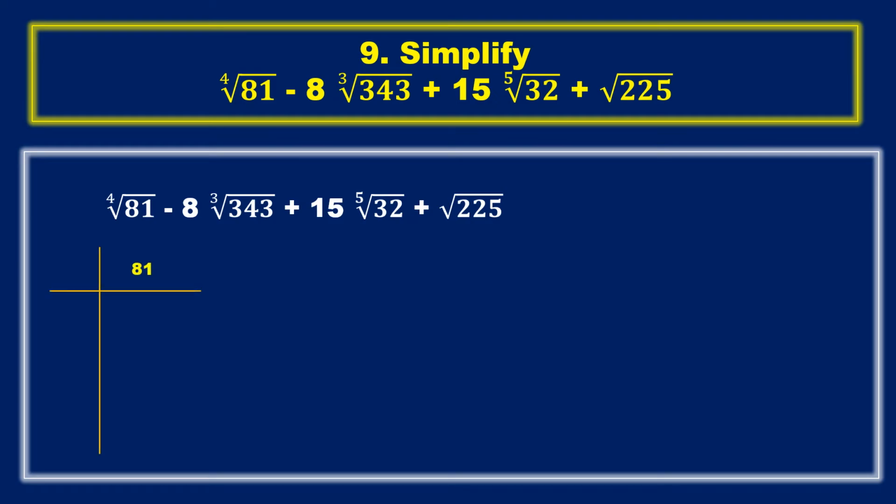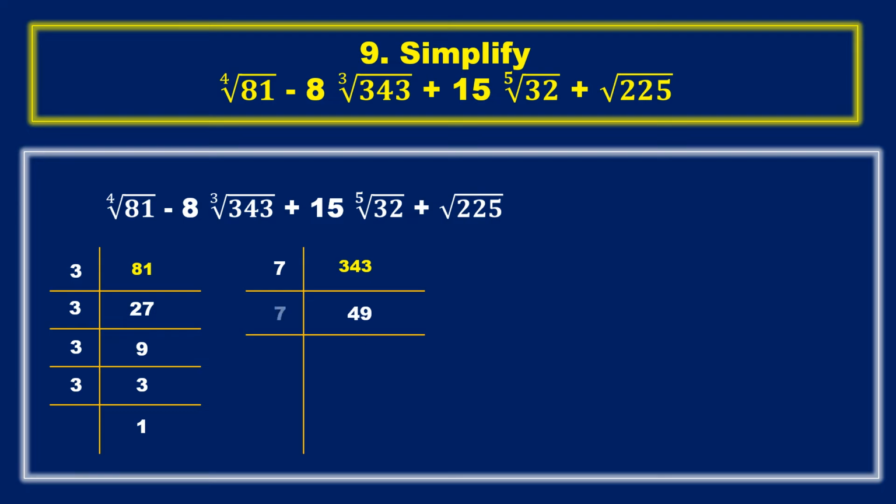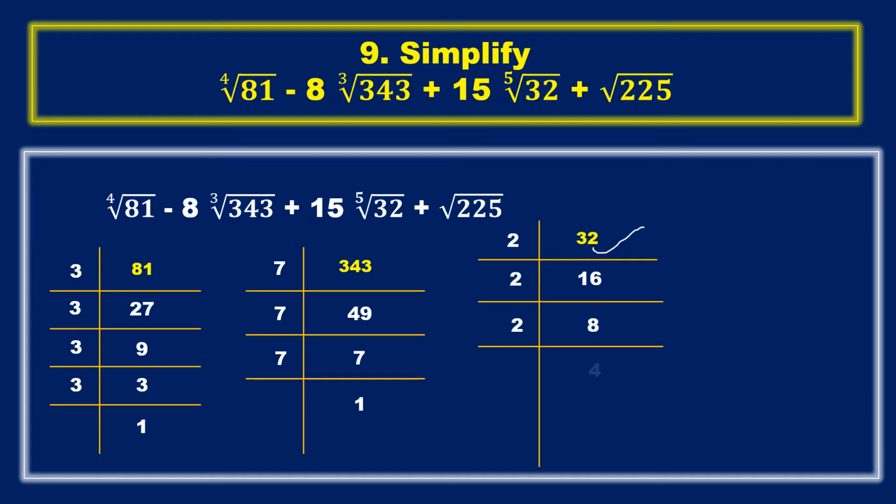So 81 is divisible by 3: 3 27s, 3 9s, 3 3s and 3 1s. You should continue the prime factorization until you get 1, and you should start from the least prime number. Next, 343 is divisible by 7: 7 49s, 7 7s, and 7 1s are 7. In the same way let us do 32. As its last digit is 2, it goes in the 2 table: 2 16s, 2 8s, 2 4s and 2 2s.